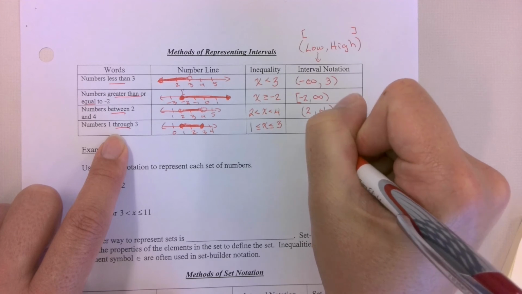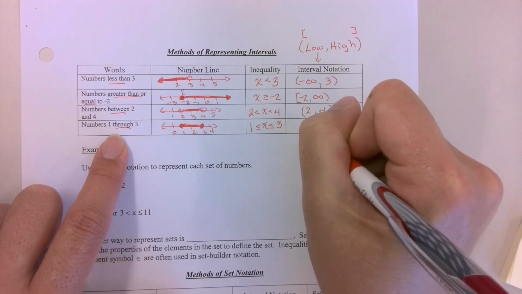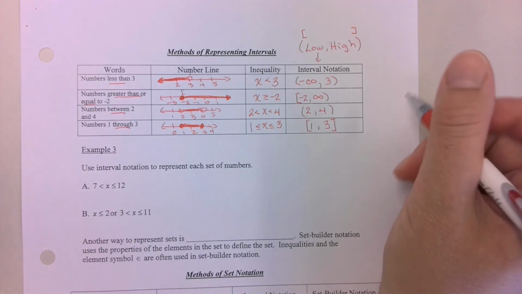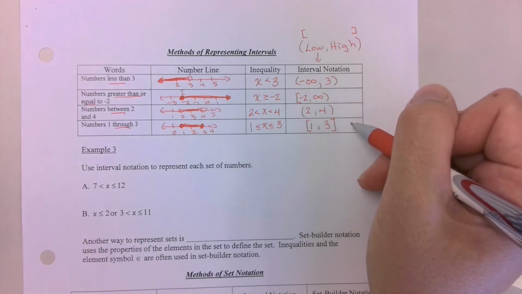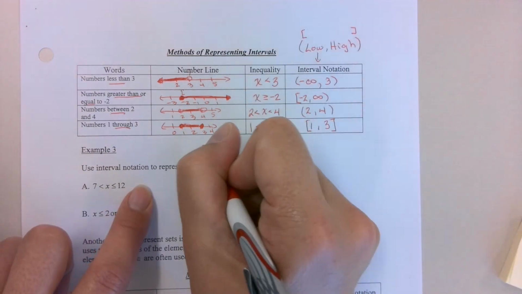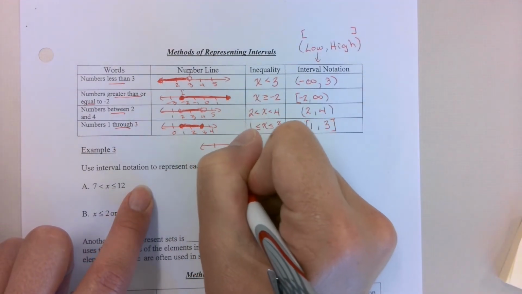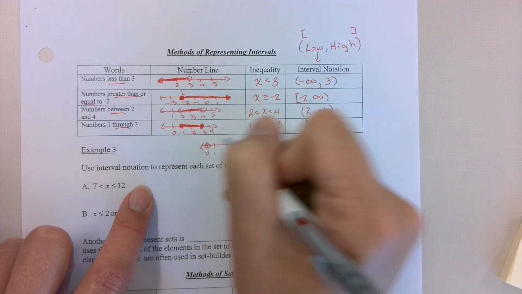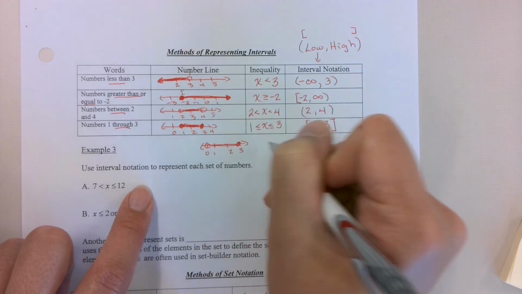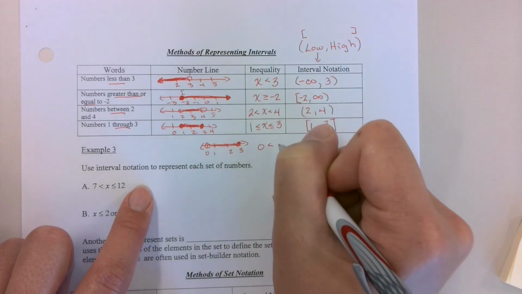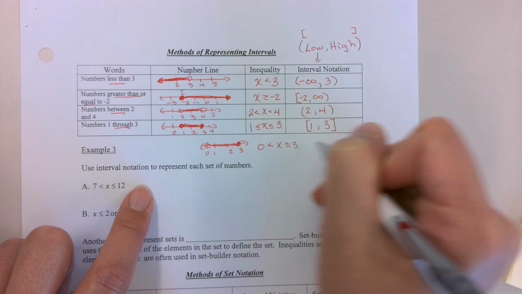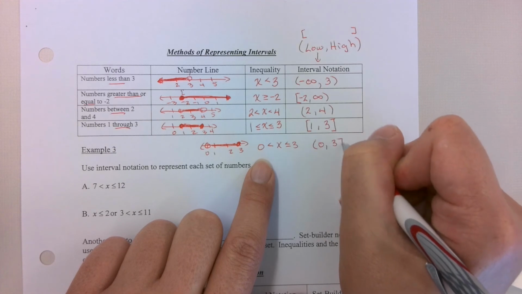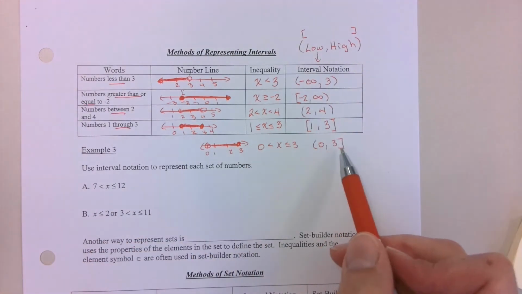Now, this, again, low to high, but both are included, so it would be a bracket. There are times that you might have one bracket and one parenthesis, and that's fine. So just to give you a quick example. If I showed you 1, 2, 3, we'll go 0. And 0 has an open circle and 3 has a closed circle. That would be that 0 is less than x, which is less than or equal to 3. So my interval notation would not include the 0, but it would include the 3. So you might have a mix.